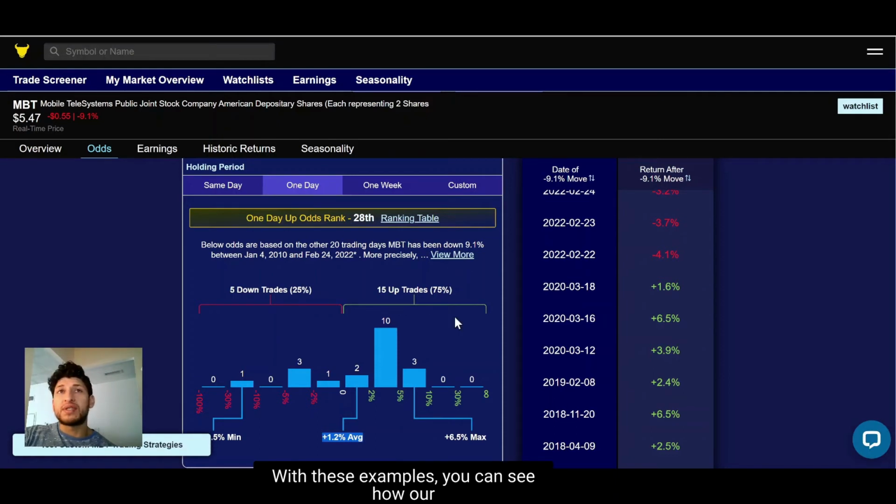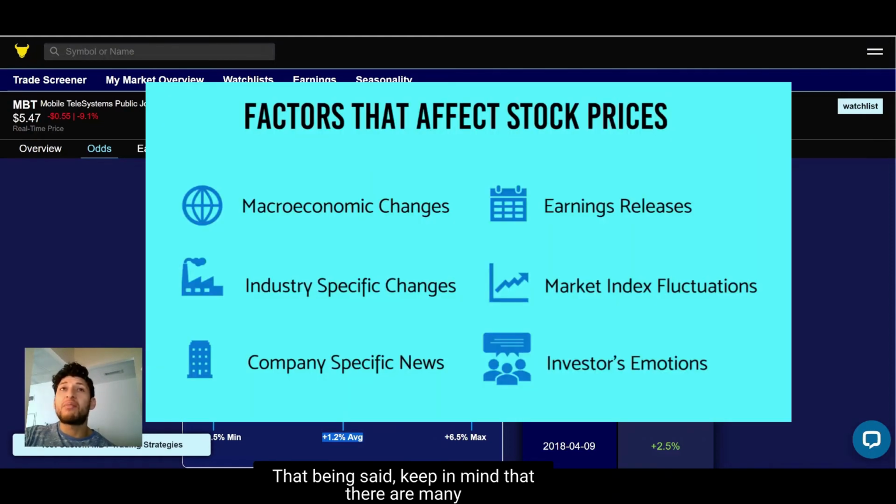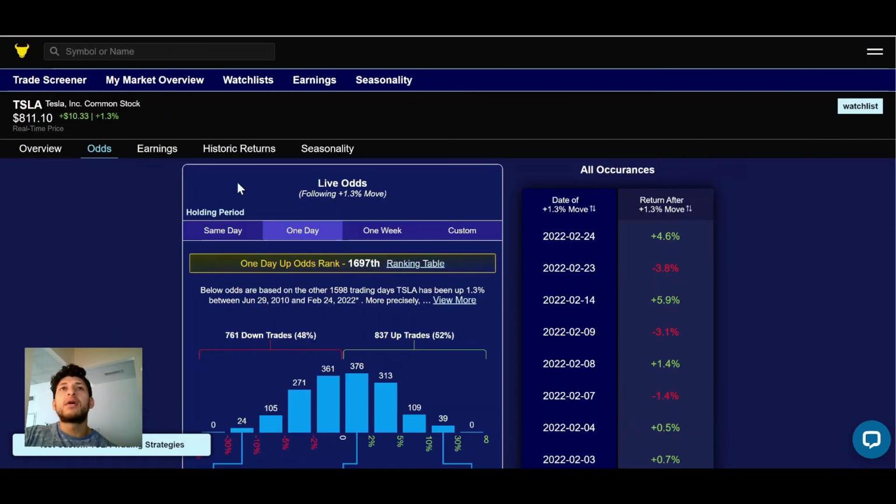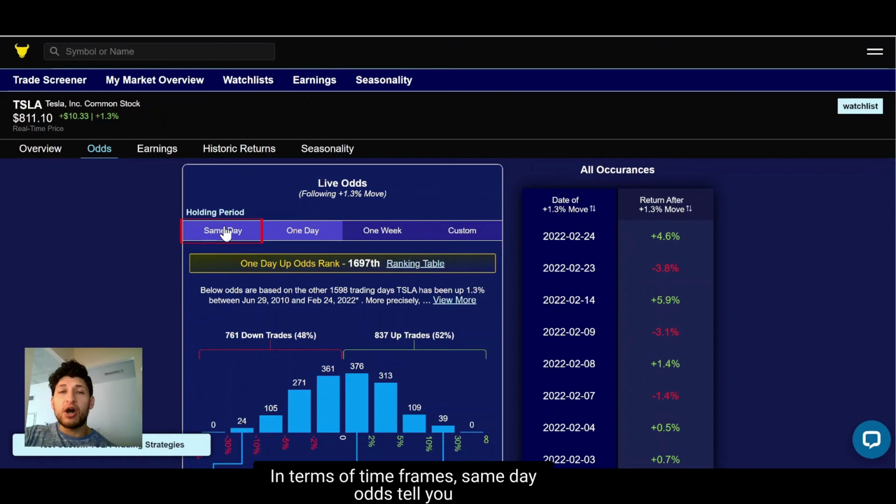With these examples, you can see how our odds can be a helpful data point in helping you find potential reversal or momentum trades. That being said, keep in mind that there are many factors that influence a stock's price on any given day, so you will likely get the best results by using our data along with other fundamental and/or technical data.